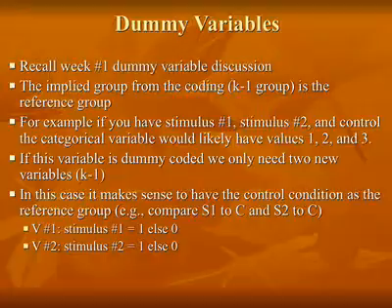So the implied group, or the group that would be 0 on all of the other variables, would be the reference group. And in a regression context, you want to think about how you want to code your variables in such a way that the reference group is the meaningful comparison that you want to make. So, for example, if we have an experimental study where we have some group that gets some stimulus message, call it stimulus number 1. Some other group that gets some other stimulus message, call that stimulus number 2, and a control group.